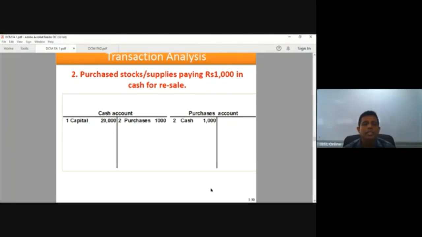Transaction number 2. You debit the purchase account because it is an expense increase. Expense accounts, debit the balance, increase debit, decrease credit. When you are purchasing, your expenses will get increased. That's why you debit the purchase account. When you are purchasing, your cash also got reduced because you paid the cash. Cash is an asset. Asset decrease, you have to credit the cash account.